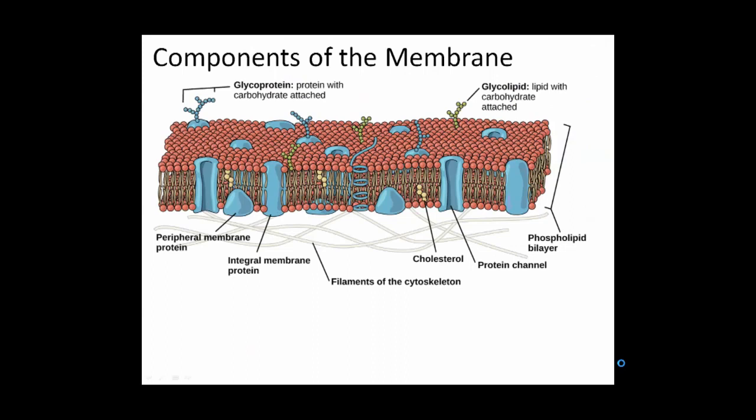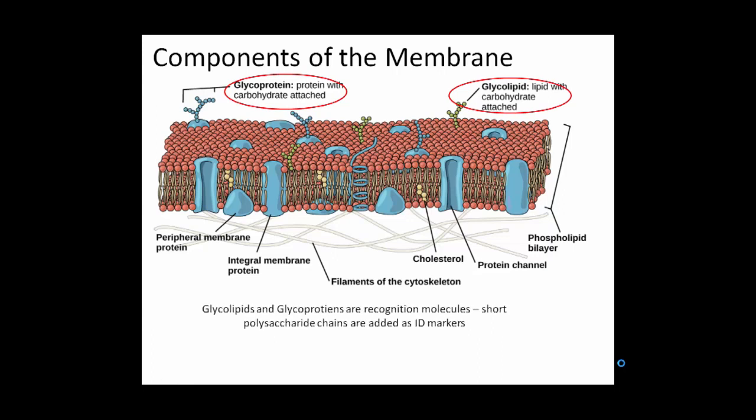So we have some components of the cell membrane, lots and lots of proteins, each with lots of different functions, different jobs. Some of them are going to tell the cell what to do. Some of them are going to transport substances into and out of the cell. Some of them are going to anchor the cytoskeleton. Some of them, like the cholesterol, are going to act as fluidity spacers.